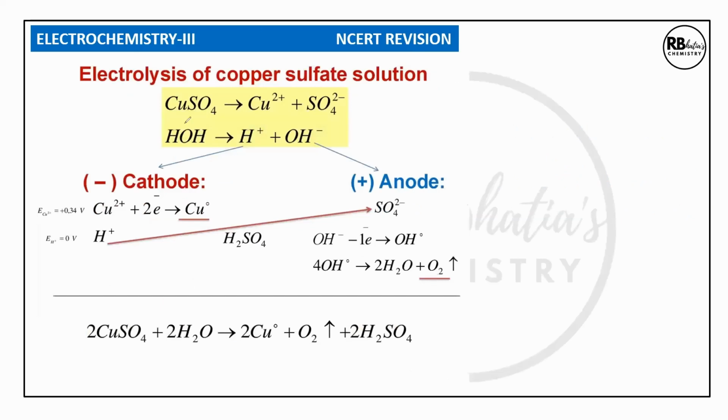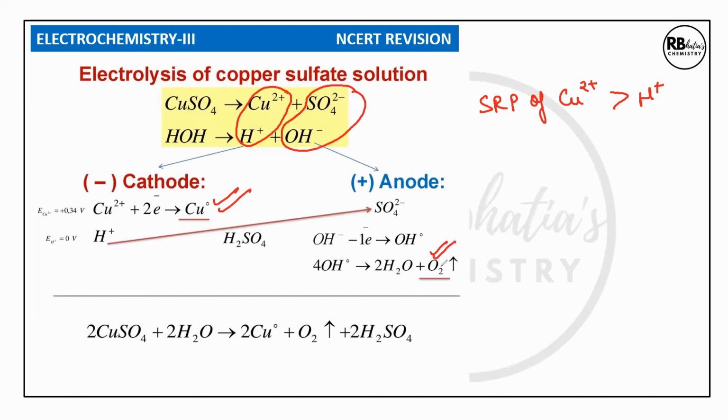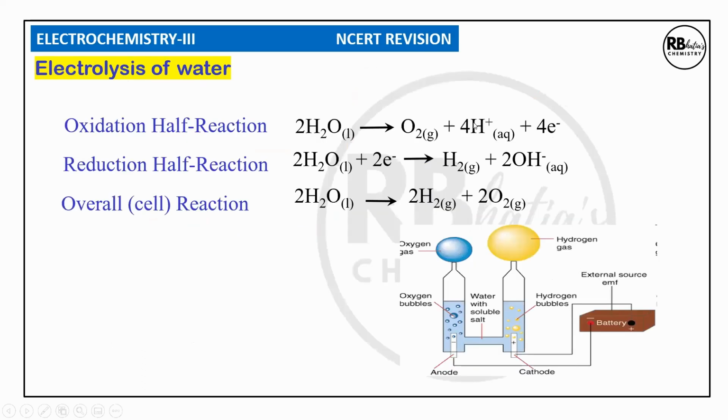Electrolysis of copper sulfate, the competing ions are copper ions and H plus ions. Standard reduction potential of copper ion is greater than H plus ion. So it's copper that gets preferentially reduced. And out of sulfate anions and OH negative ion, it is OH negative which is preferentially oxidized to give oxygen gas. This is electrolysis of water. Water undergoes oxidation at anode and water undergoes reduction at cathode to give this overall change.